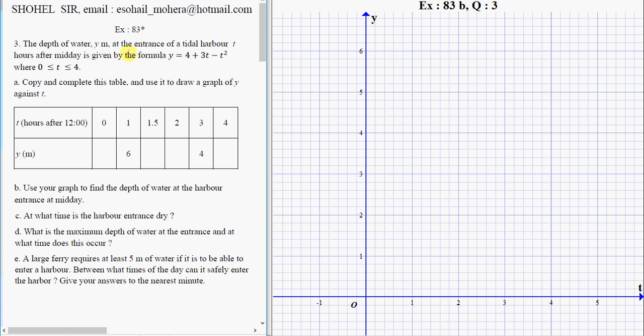Question number 3. The depth of water y meter at the entrance of a tidal harbor t hours after midday is given by the formula y equal to 4 plus 3t minus t squared, where 0 less or equal to t less or equal to 4. So first question, copy and complete this table and use it to draw a graph of y against t.